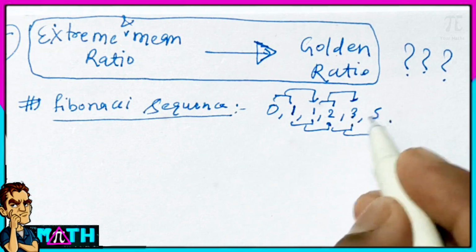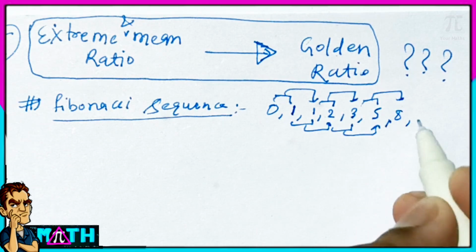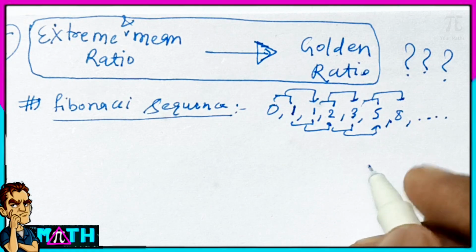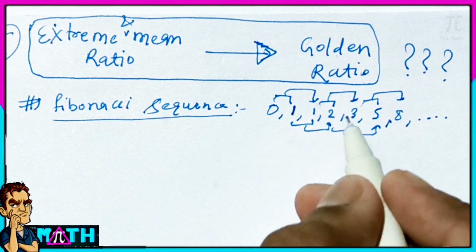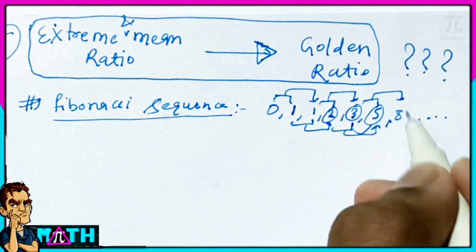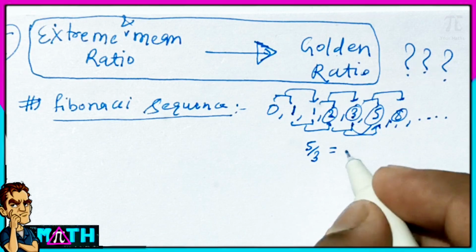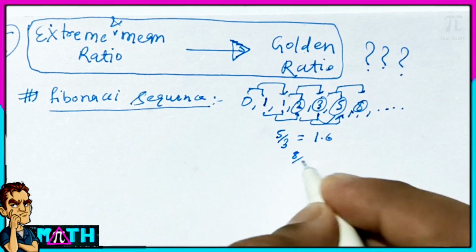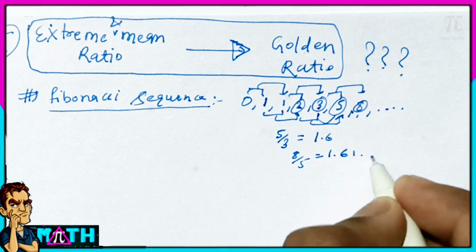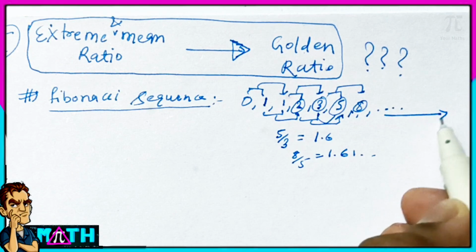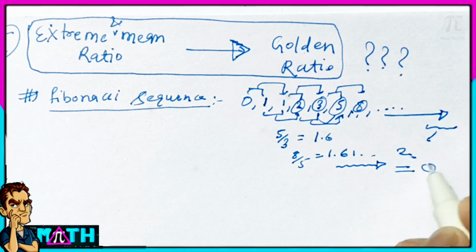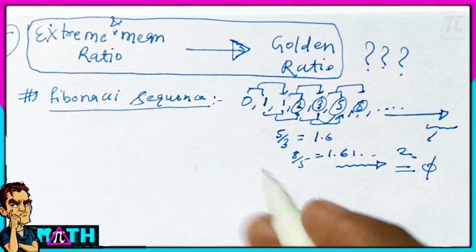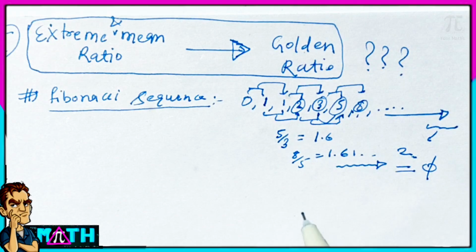2 plus 3 is 5, then 5 plus 3 is 8, and then 8 plus 5 is 13, and so on. And when you take the ratio of a term to its preceding term, and move ahead by taking these ratios, you will be shocked that it approaches the extreme and mean ratio, and again the golden ratio, because now the extreme and mean ratio is in the phase of moving towards the golden ratio. And this is the first speciality of the extreme and mean ratio, that it is connected with the Fibonacci sequence.